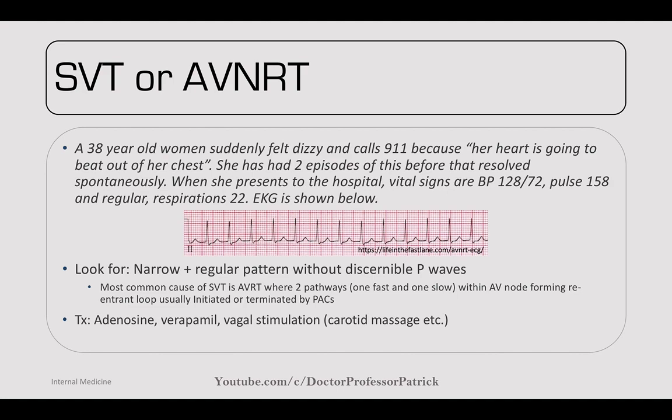And what you're going to want to look for is a narrow, regular pattern, and you cannot discern the P waves. So the most common cause of SVT is AVNRT, where there are 2 pathways, one fast and one slow, within the AV node, forming a reentrant loop, or a constant circle. This is usually initiated and terminated by PACs. And for treatment options, you can try at first a vagal stimulation, so a carotid massage, and then you can try things like adenosine or verapamil.